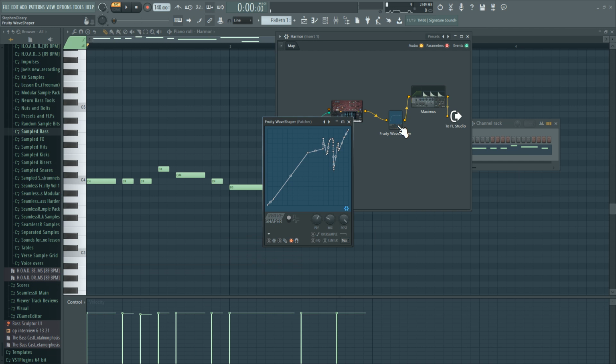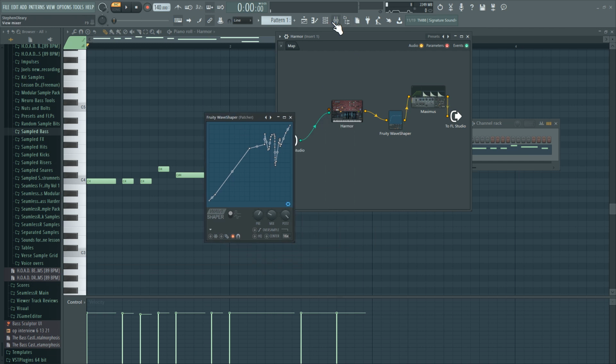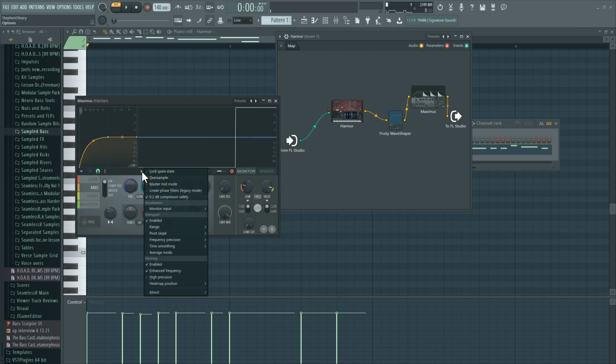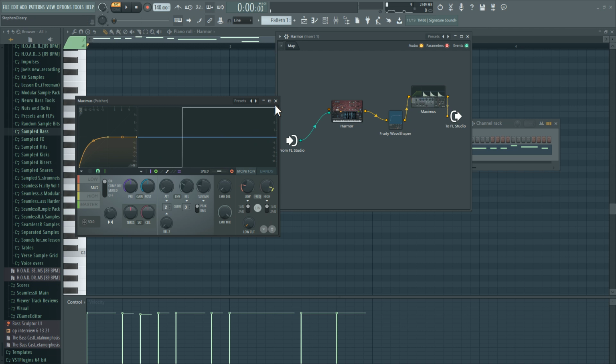So this is delicate. By that I mean, this compressor and this wave shaper are both on their very high frequency, sort of high CPU mode. This is the anti-aliasing setting. This is its highest setting. I have oversampling engaged here, and I also have the linear phase mode on.